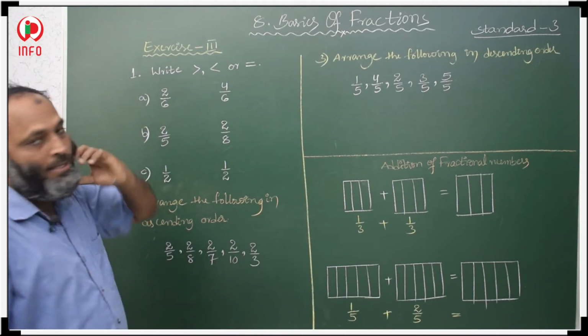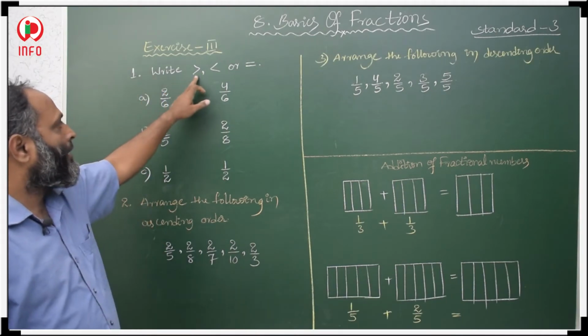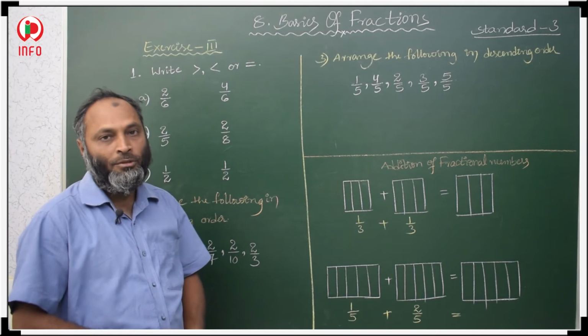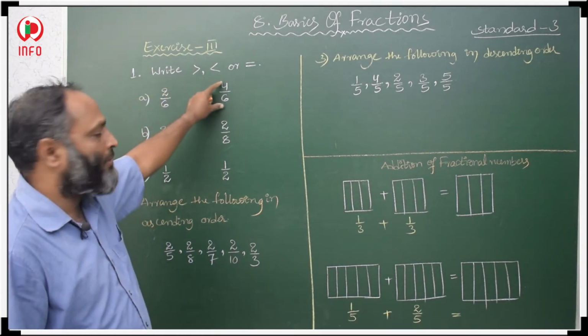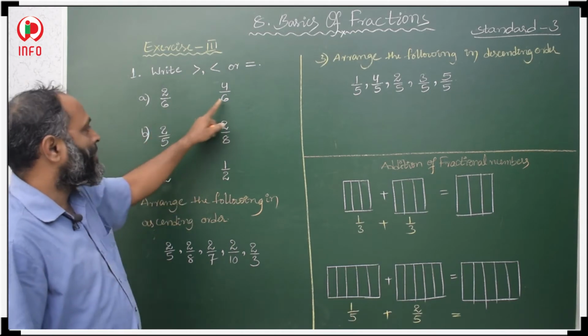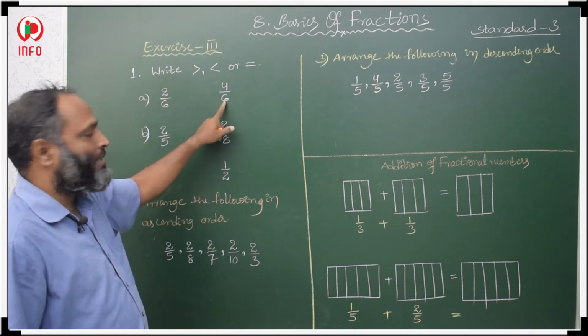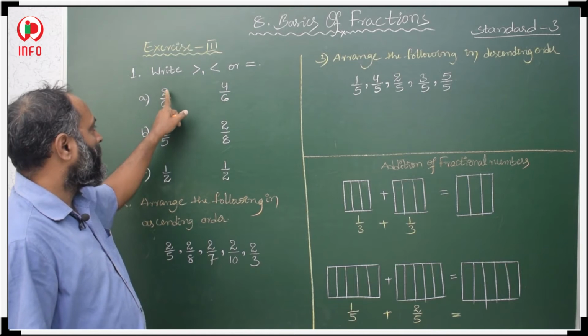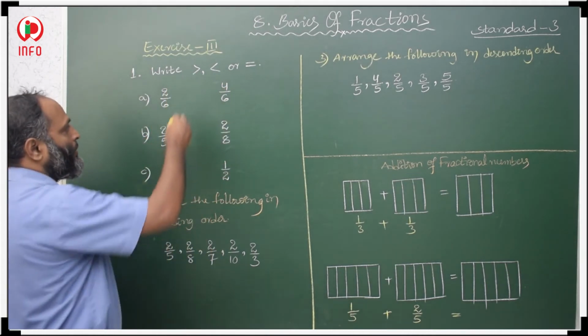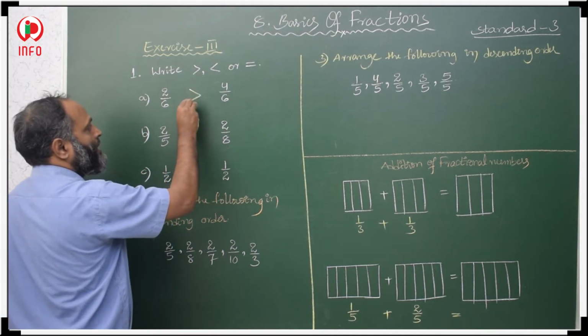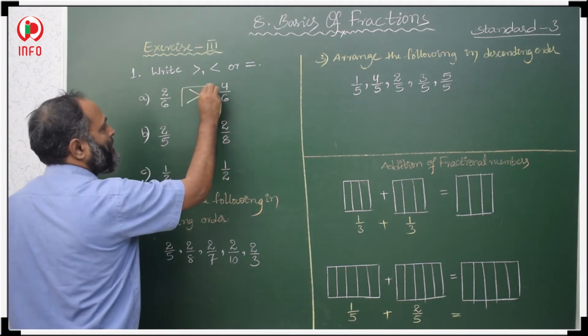Now, in exercise 3, we have to write the greater than, less than or equal to symbols. Here the first fractions are 2 by 6 and 4 by 6. Here the denominators are same. When the denominators are same, we have to check the numerators. 2 is less than 4. It means 2 by 6 is less than 4 by 6.